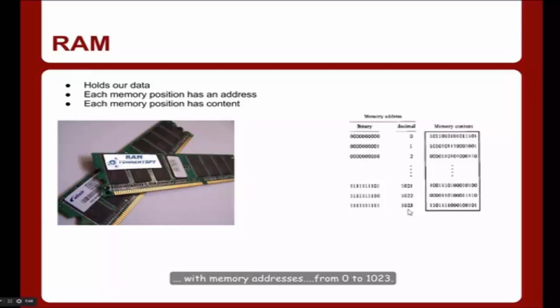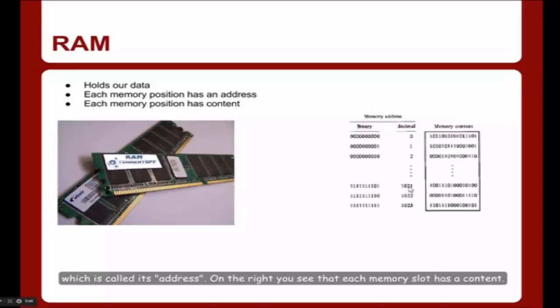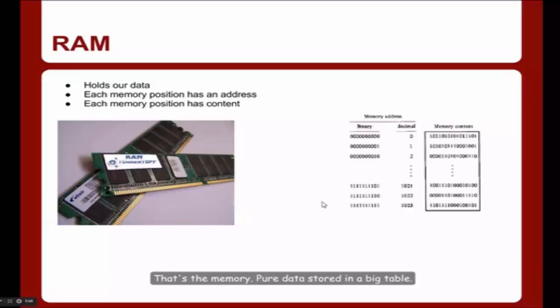addresses from 0 to 1023. It is a 1 kilobyte RAM, random access memory. It starts from 0 to 1023, and each memory slot has a number which is called its address. On the right, you see that each memory slot has a content. That's the memory. Pure data stored in a big table.